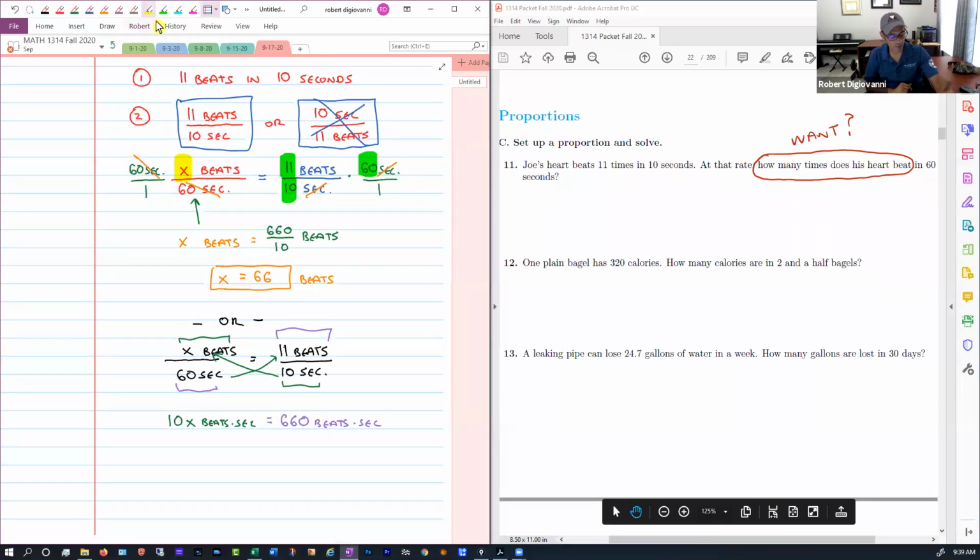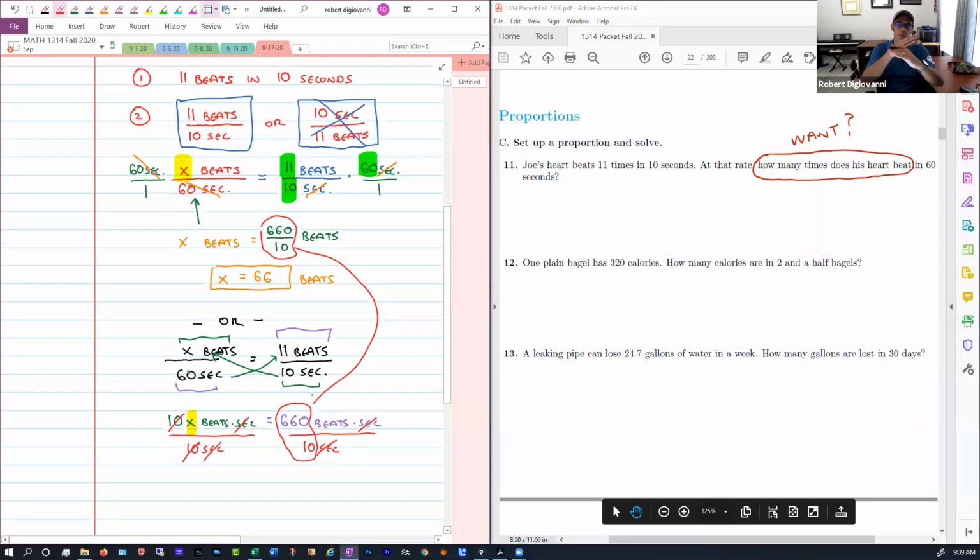You still have to go solve for x now. We want to get that by itself. So now you need to divide by 10. And not only do you need to divide by 10, you have to divide by 10 seconds to get rid of the seconds. So you would divide this side by 10 seconds. You divide this side by 10 seconds. And the 10s go away, the seconds go away, and you basically have the same math here. 660 divided by 10, that's what we had up here. So you wind up getting the same answer.